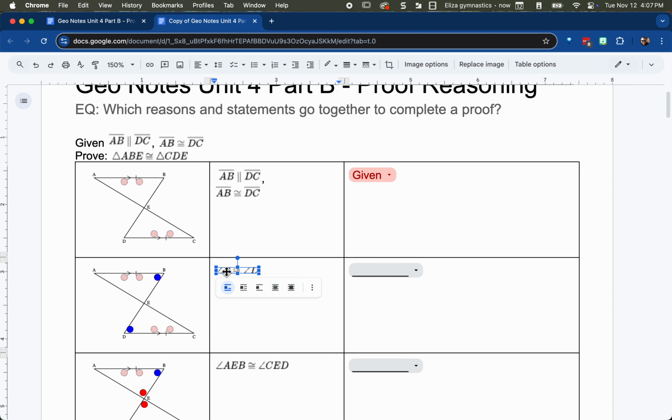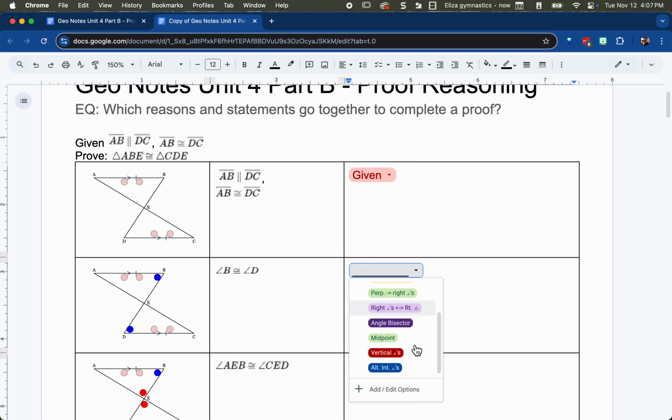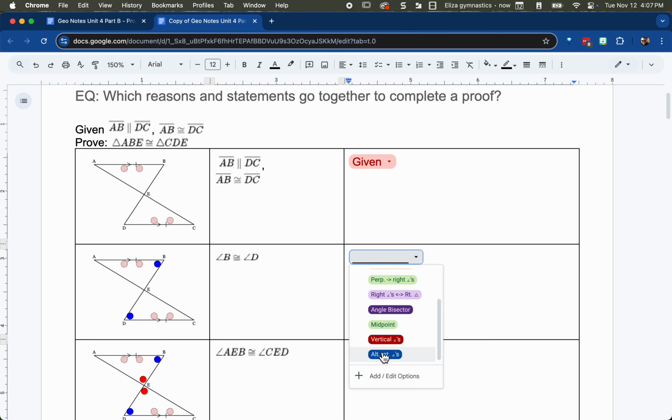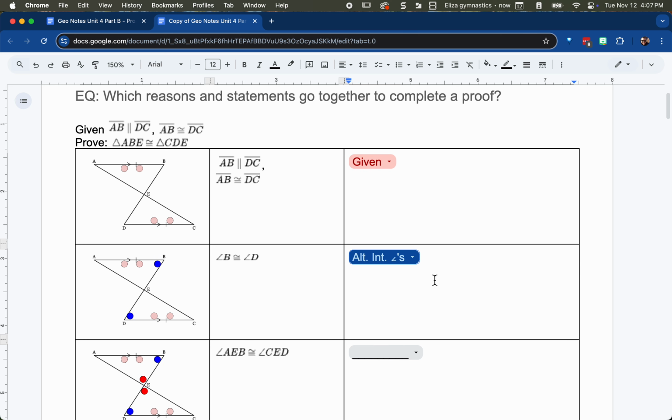It says angle B is equal to angle D. That means these two right here. And whenever you have parallel lines in a Z shape, that will give you alternate interior angles. So that would be this one here. It says alternate interior angles. And those alternate interior angles are congruent with parallel lines. So this is a very abbreviated reason, but it's still sufficient enough.